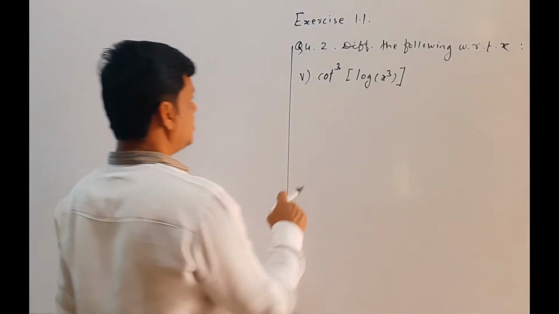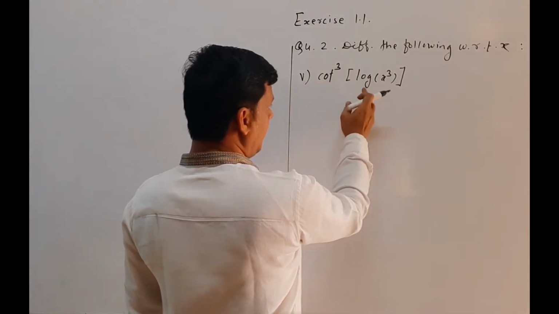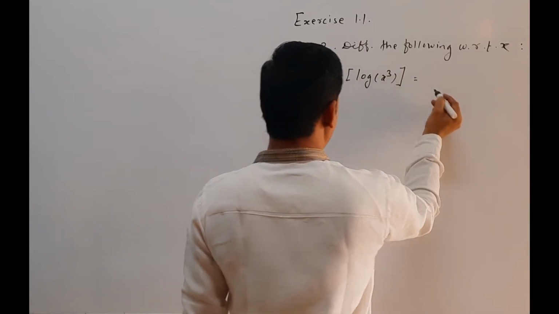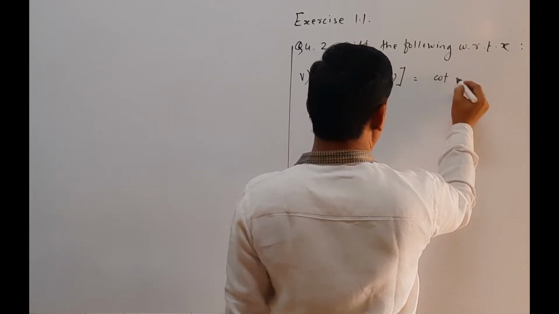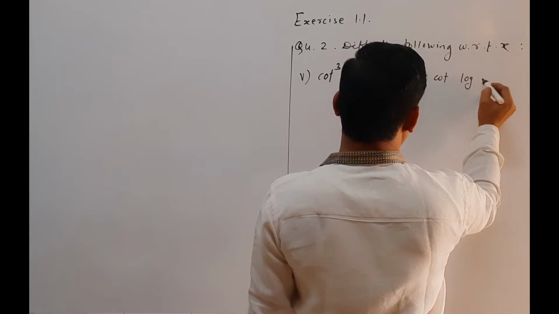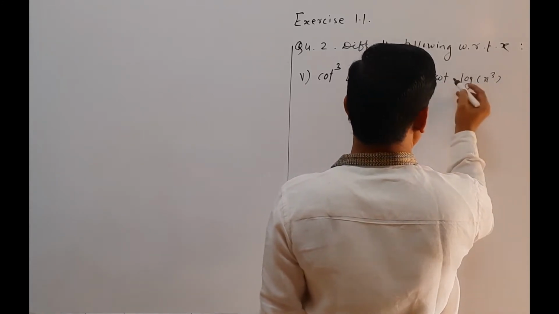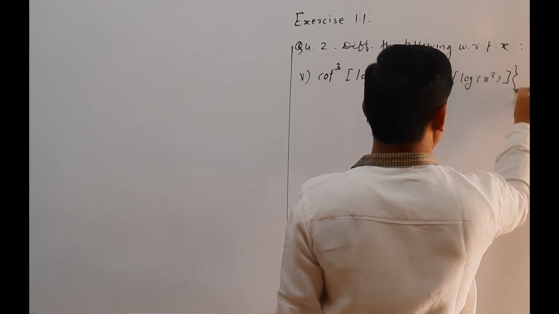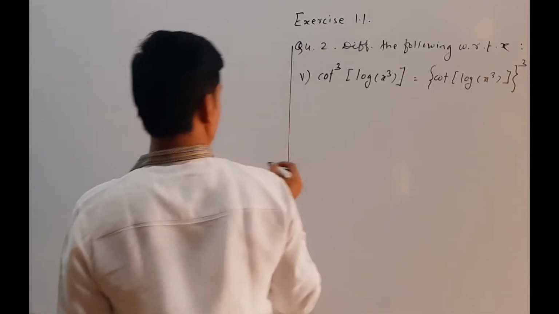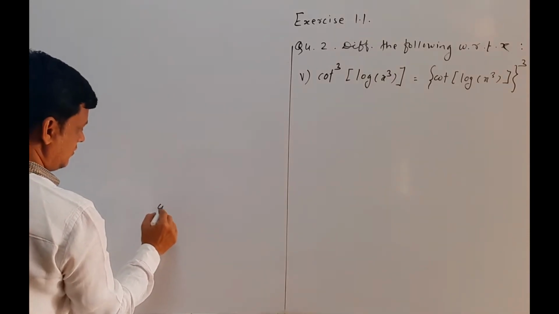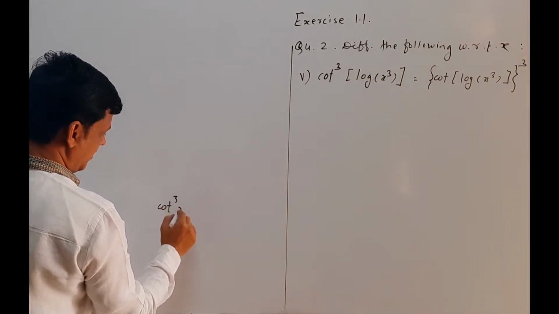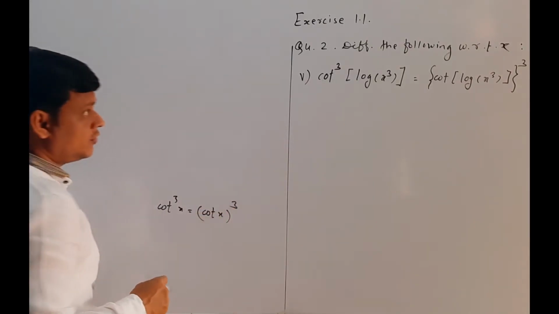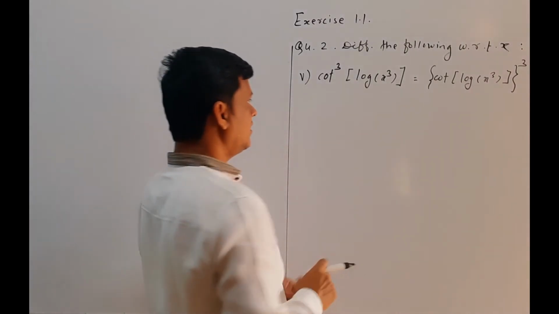Now see sub question 5. Cot cube of log of x cube. So this cot cube we write as cot of log of x cube, bracket raised to the power 3. Because we know that cot cube x can be written as cot x bracket cube. So we use the same concept here.